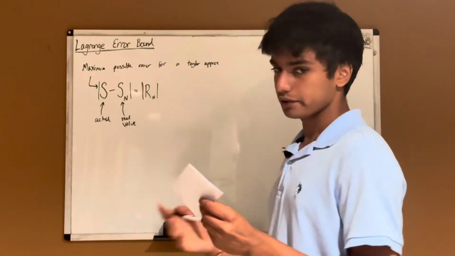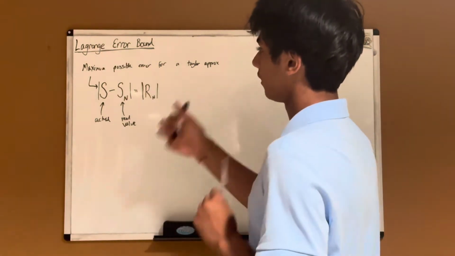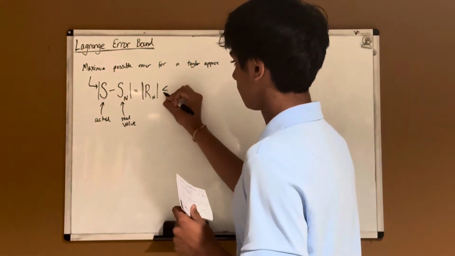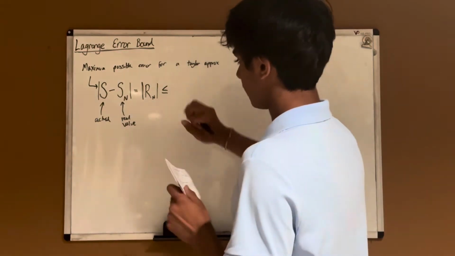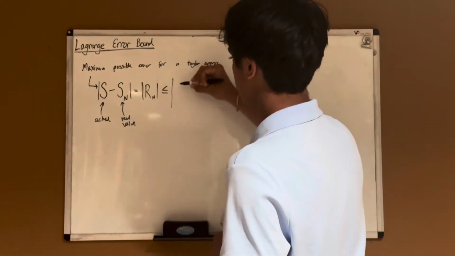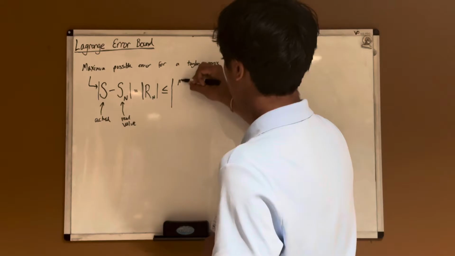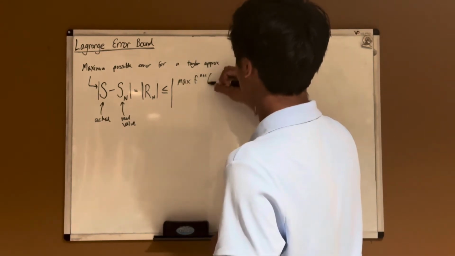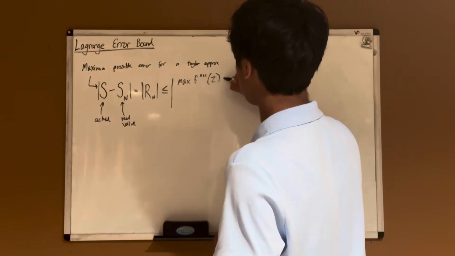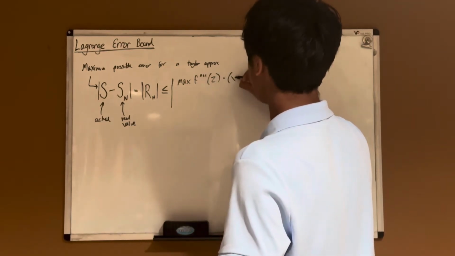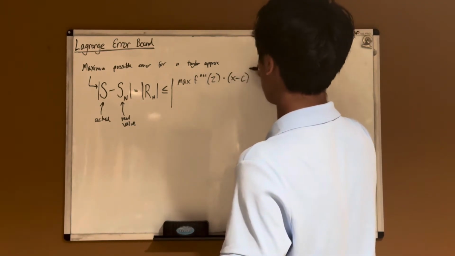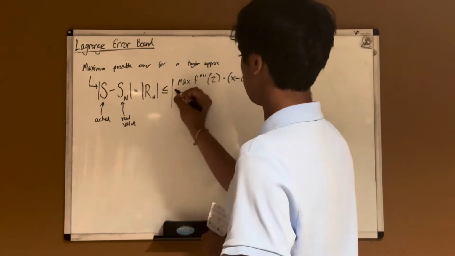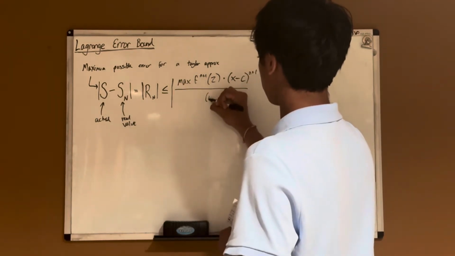And so basically, Lagrange error bound tells us what the maximum error is. Based on Lagrange error bound, the maximum error is the max of the f n plus 1 derivative times x minus c to the power of n plus 1 over n plus 1 factorial.